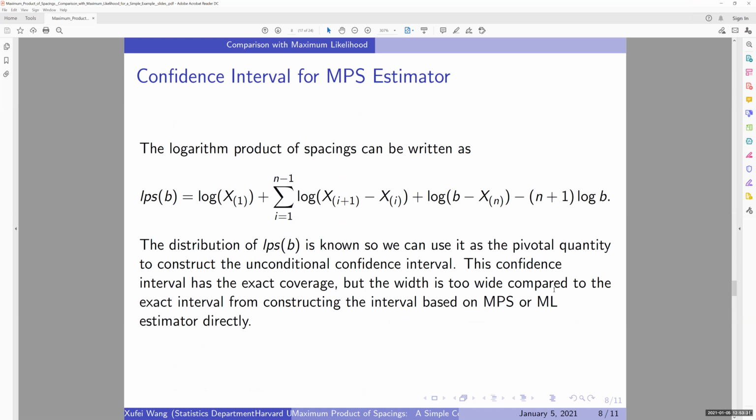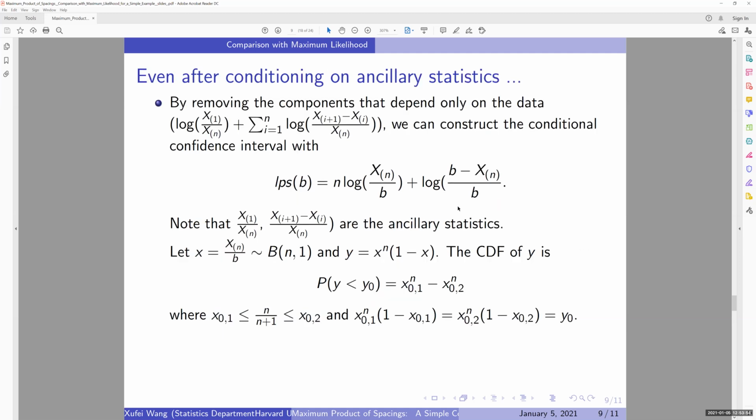So for this slide, why is this too wide? My intuition is that it also contains the variability of each of the spacings, like x1 divided by b, and also x_{i+1} minus x_i divided by b. So this confidence interval also considers the variability of each of the other spacings. But with this conditioning, we only consider the variability of the last spacing. So that's why the confidence interval is smaller.